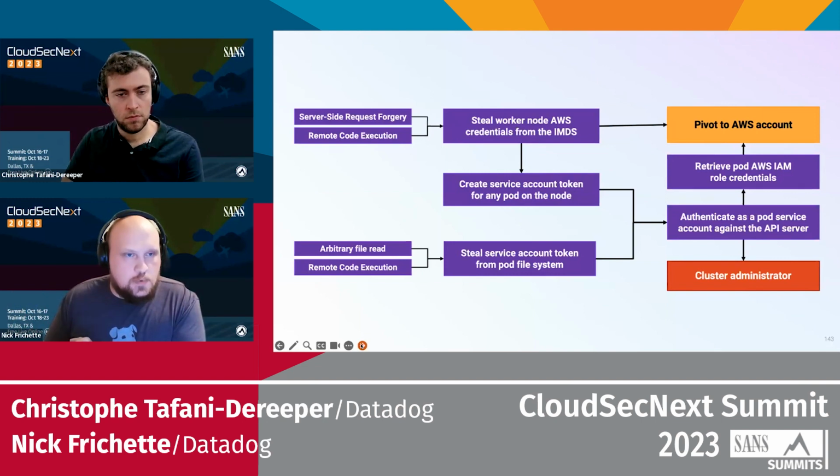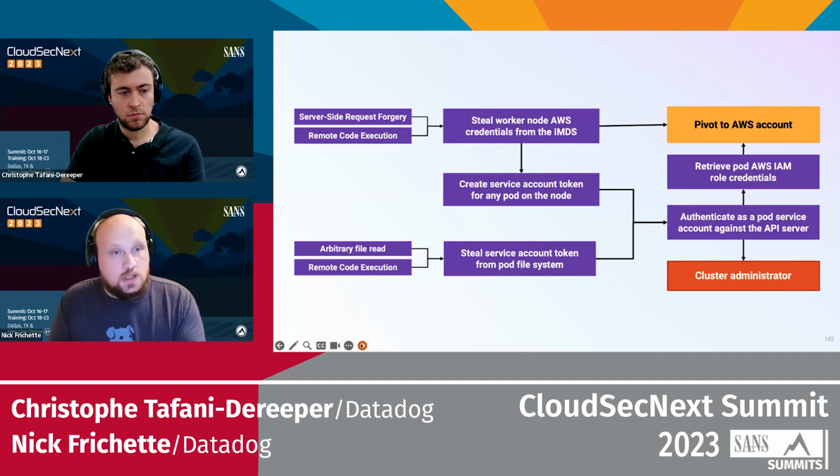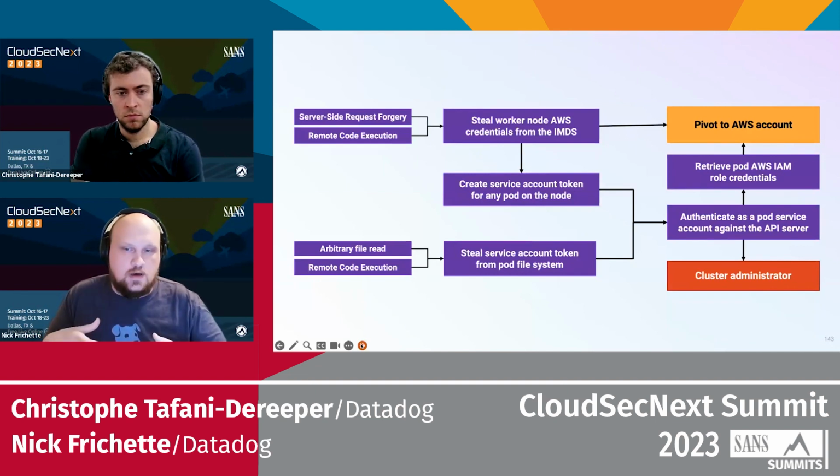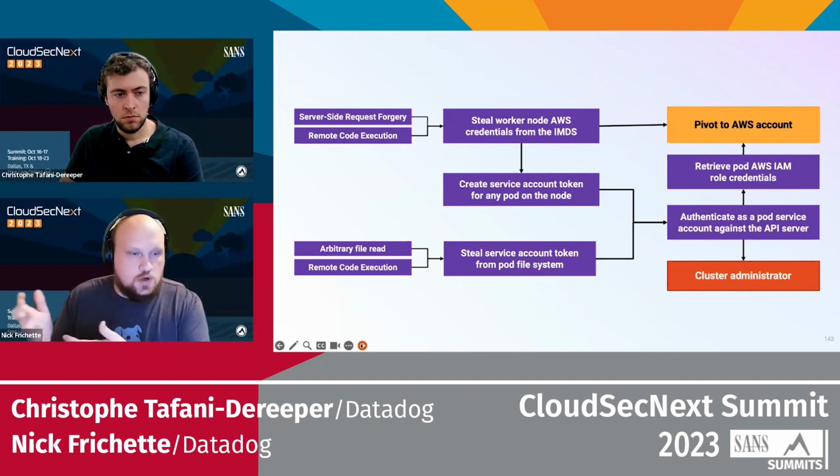If you find yourself able to perform server-side request forgery, there's the opportunity for you to pivot off of a running pod to access the instance metadata service of the underlying node. And from there, there's the potential for us to authenticate as that node. We could either try and pivot into the cloud control plane from there, or perhaps we can create a service account token or try and steal one and use that to authenticate to the cluster. And from there, try and retrieve IAM role credentials for other pods, or perhaps we can navigate as a cluster administrator.